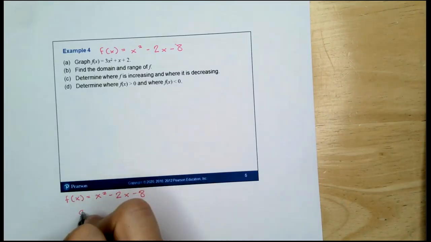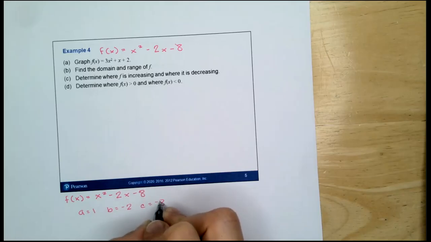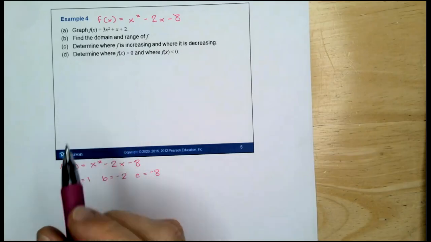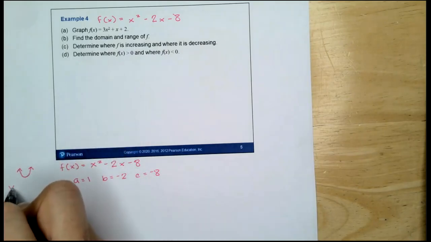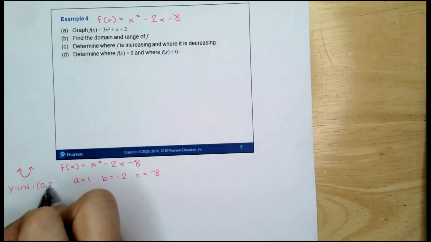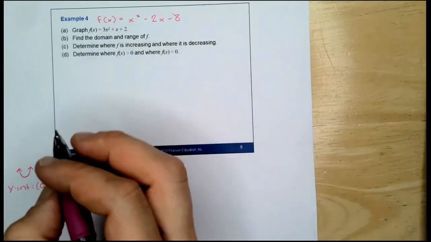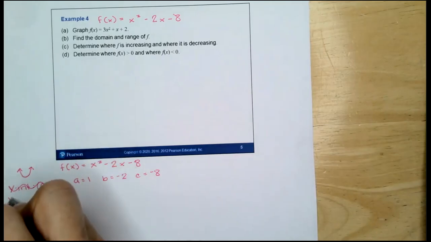Good. A is 1, B is negative 2, and C is negative 8. Right? It is concave up. I was looking at that one again. It's concave up. It has a y-intercept at 0, negative 8.